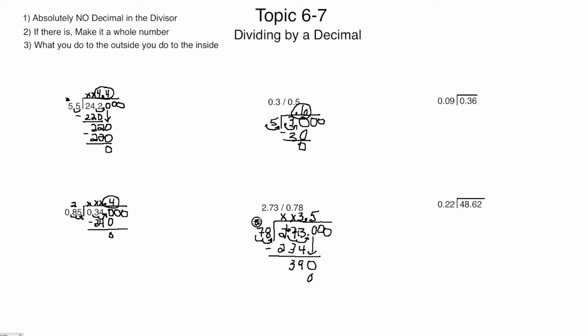Carry the 4. I'm going to scratch this one out so I don't use it again. 5 times 7 is 35, plus 4 is 39. 390 minus 390 is 0. So it terminates. So our new quotient is 3.5. Did you get that one? If you did, that's an incredible job.